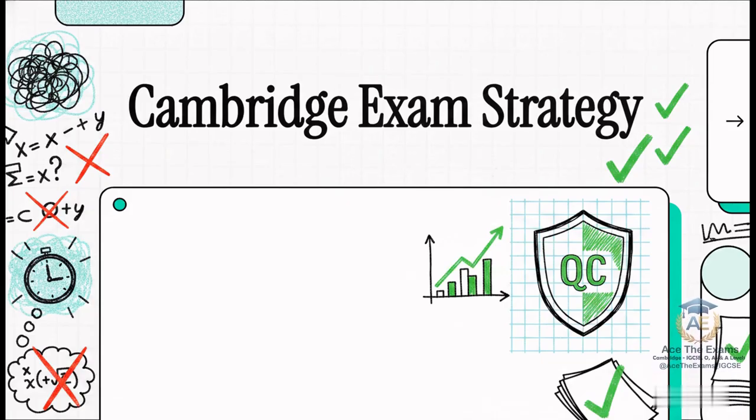Then, on the other end of the spectrum, we have Sam. Sam is constantly watching the clock, completely stressed. He rushes through the paper, completely missing the specific command word requirements of the questions, and makes these really silly, avoidable algebraic errors that cost him easy marks. You can practically see the red pen marks multiplying on their papers right now.